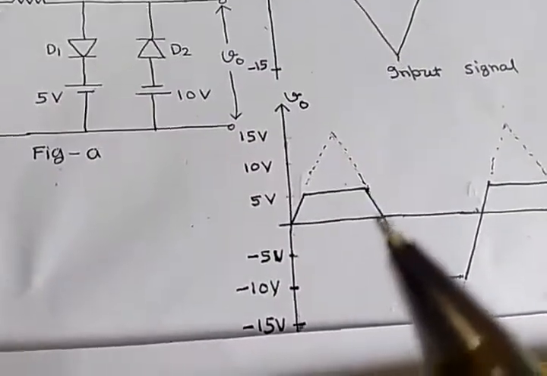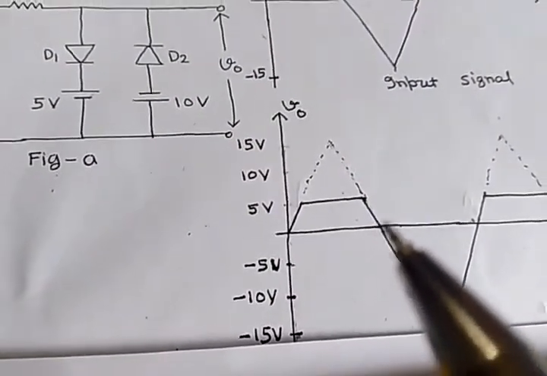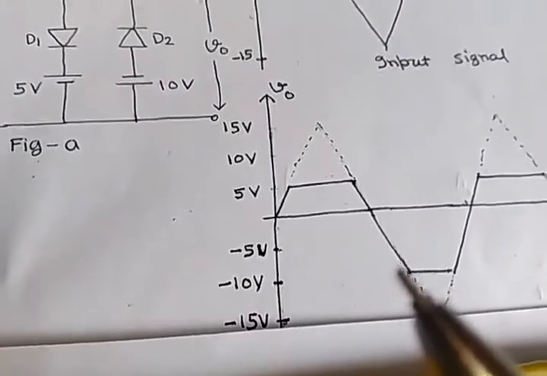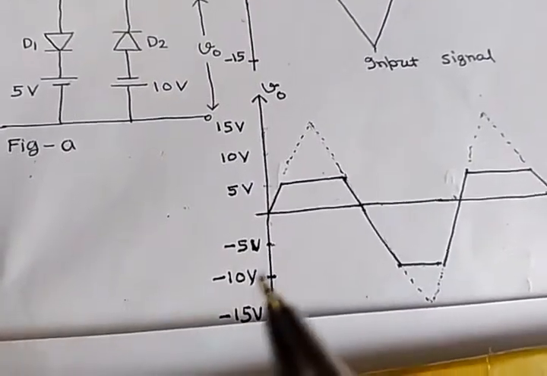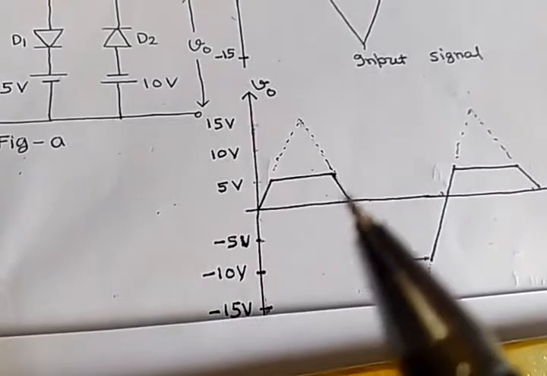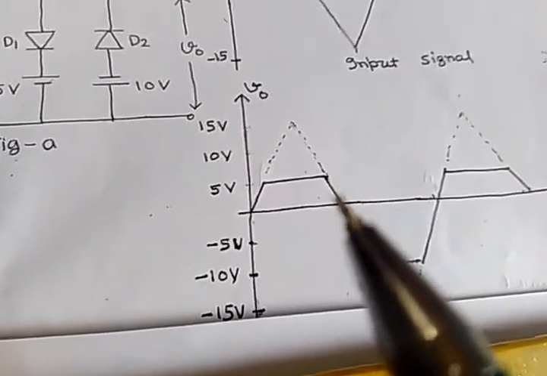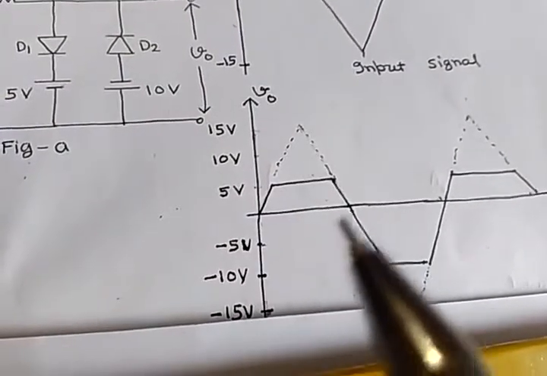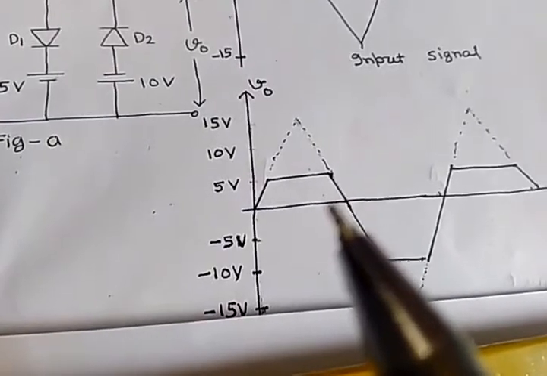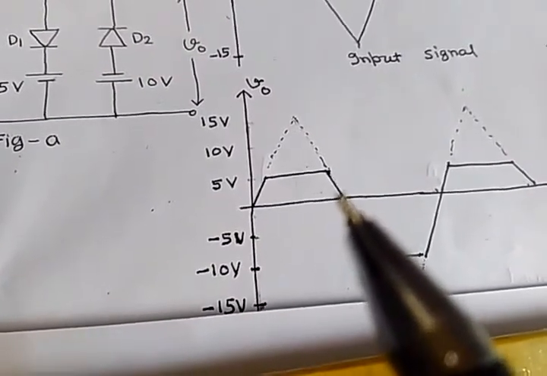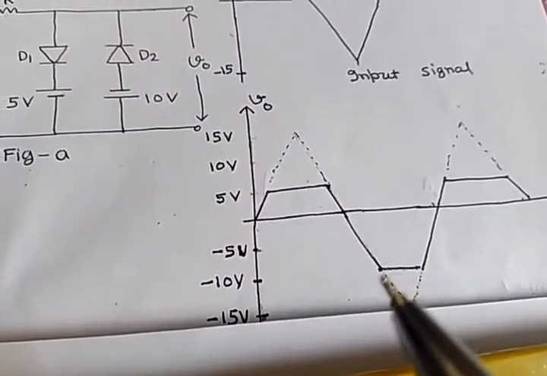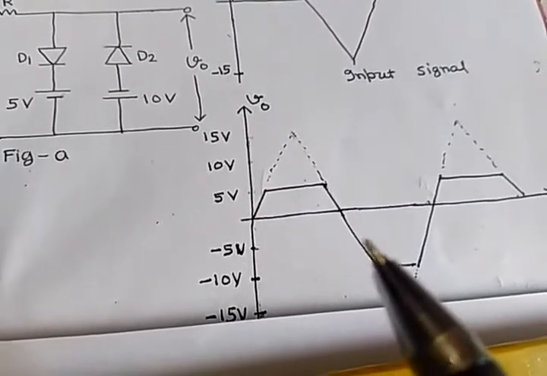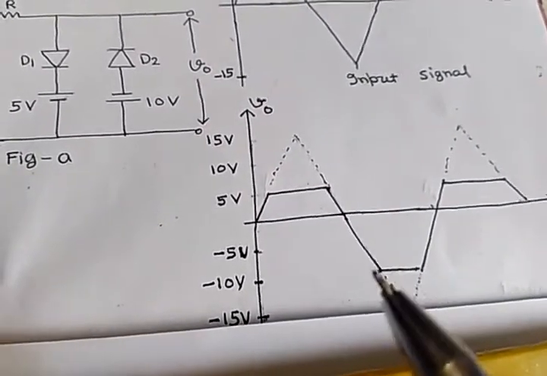So here in the negative half cycle, when the input signal is less than minus 10 volt in the negative direction, the output will be the same as the input. See the waveform here. In the negative half cycle, the output is the same as the input, shown by this solid line.